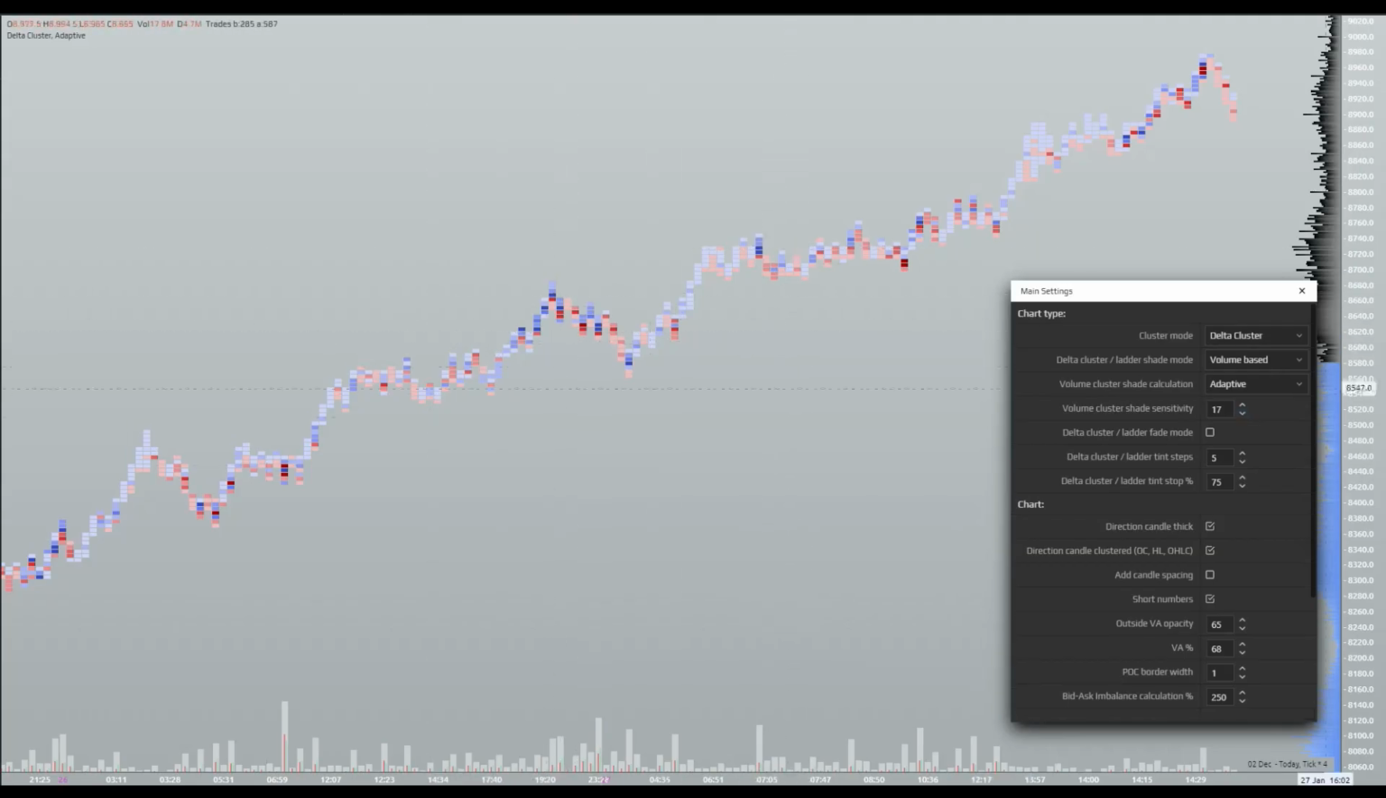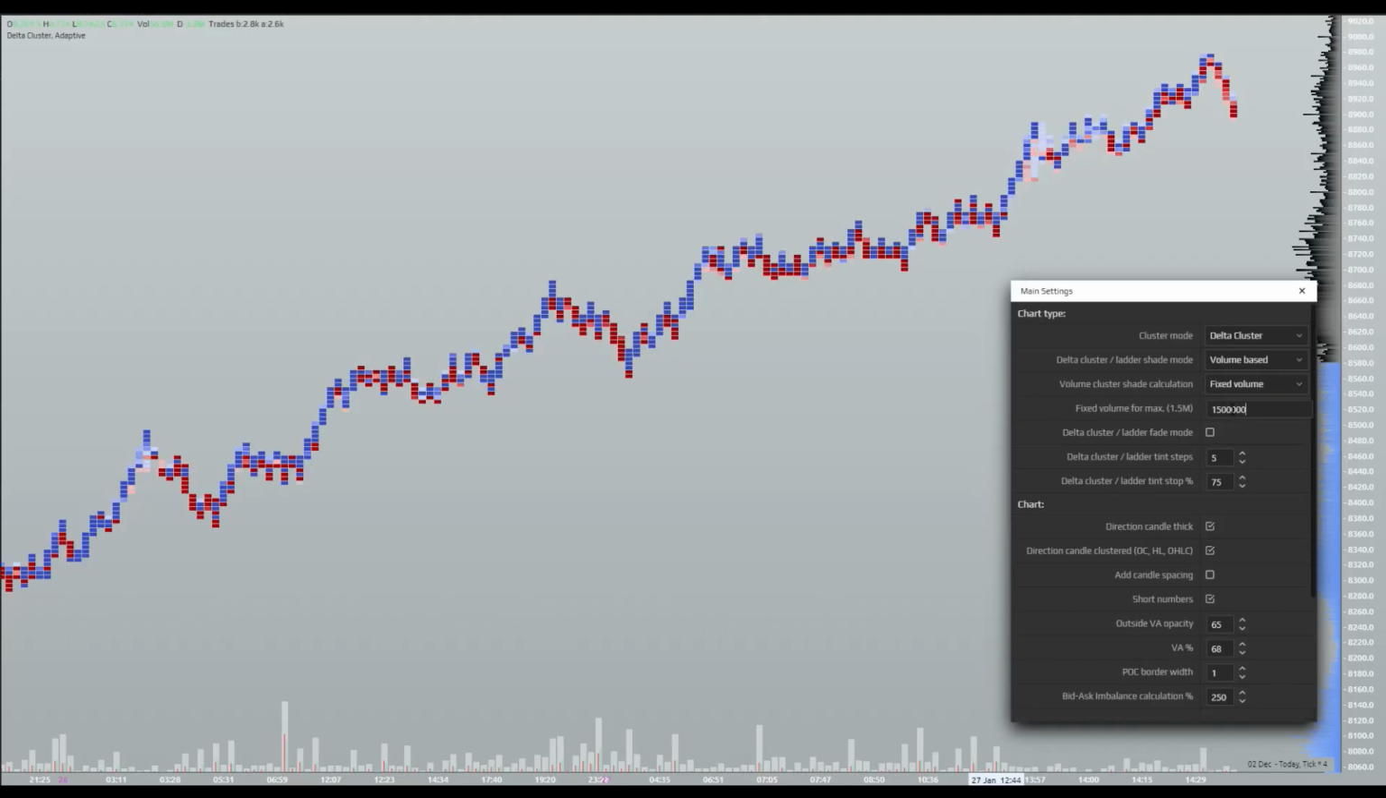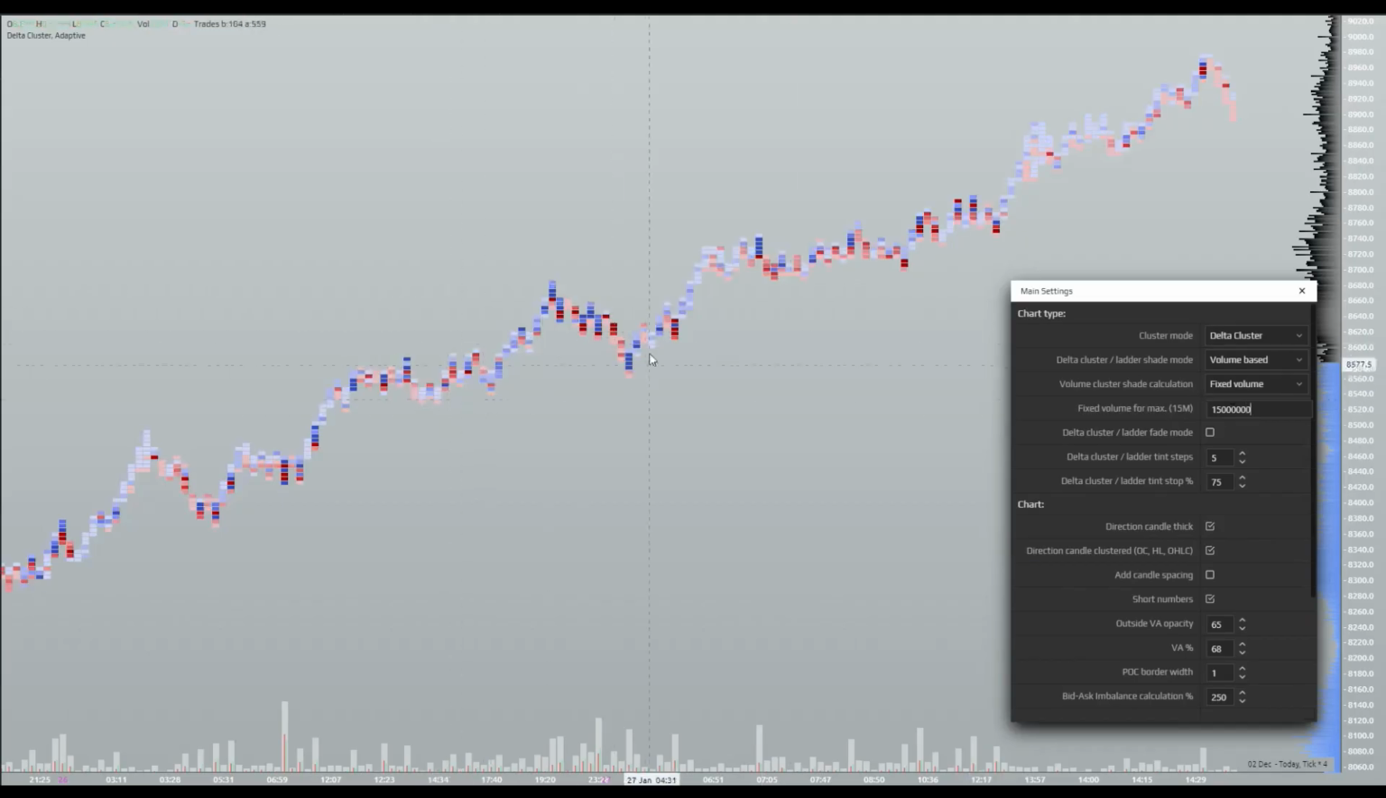So now that we've filtered up, we've turned the shade sensitivity up. Again, you could do this, or you can go to fixed volume and pick a certain volume amount. I have 15 million on now, so I'm only seeing values in excess of 15 million. But you could go to adaptive, turn this setting all the way up, and now we see where only the high prints were.